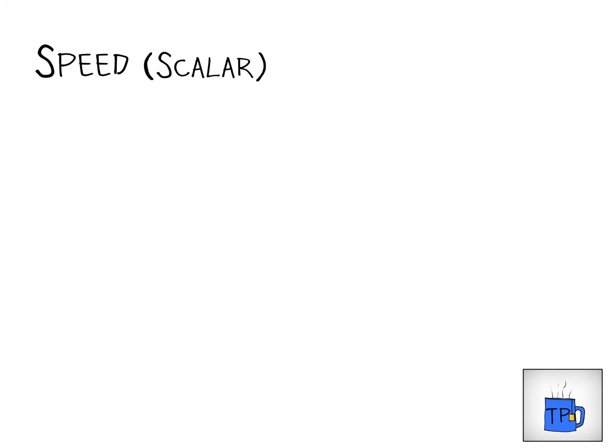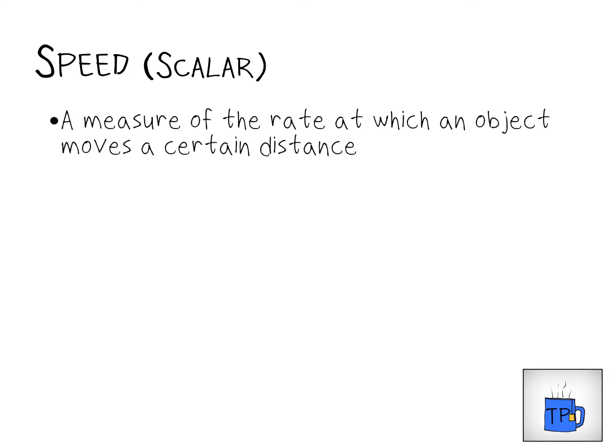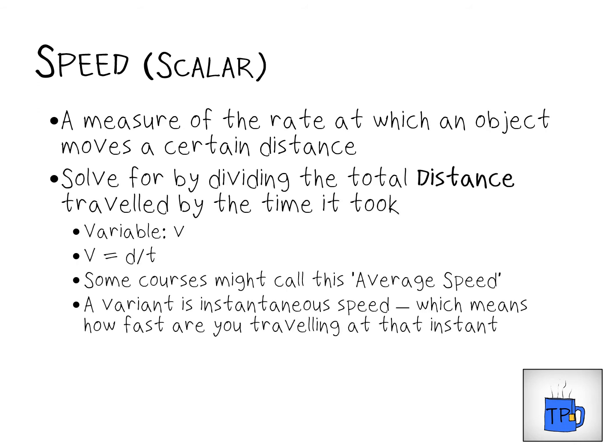And we will quickly move into our first definition, which is the idea of speed. Speed is a scalar quantity, and a scalar quantity is a quantity that has only a magnitude, which means there is no direction necessary in order to understand the measurement in full. In this case, we're talking about the rate at which an object moves a certain distance, so that is solvable by taking the total distance traveled divided by the time that it took.